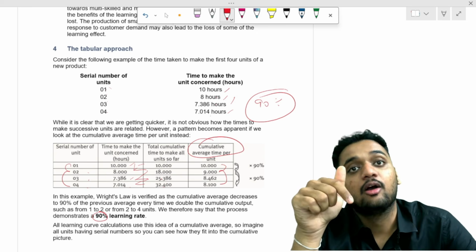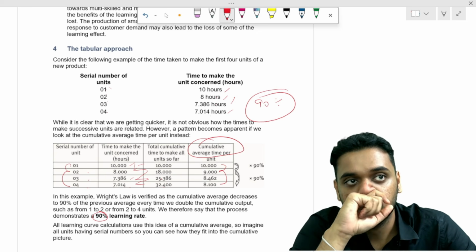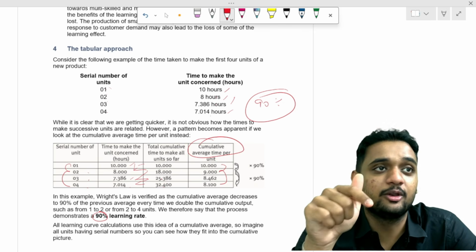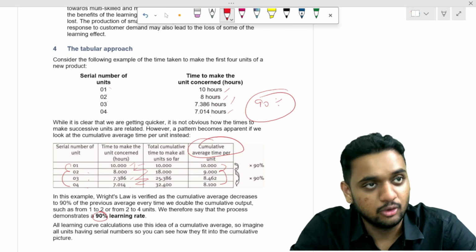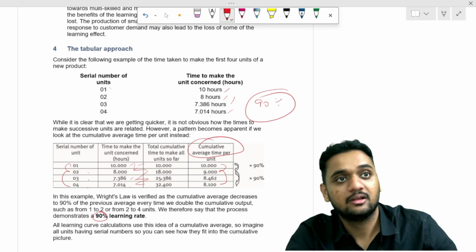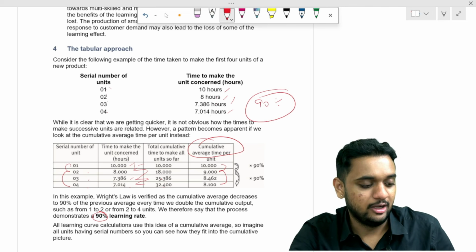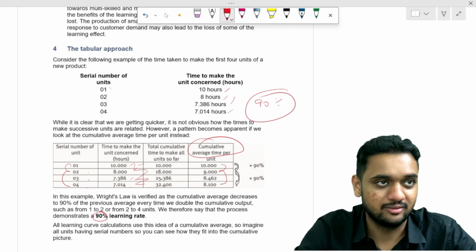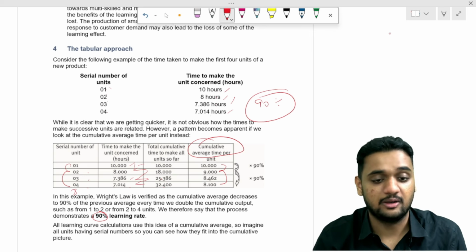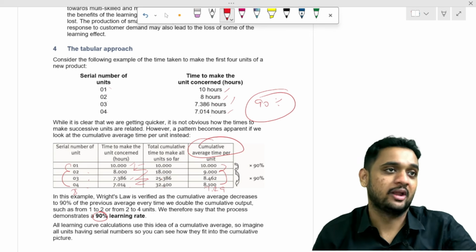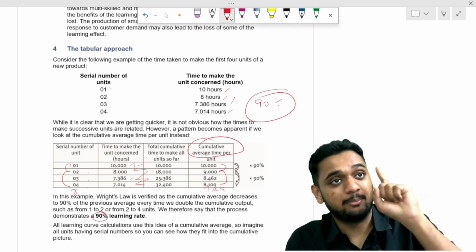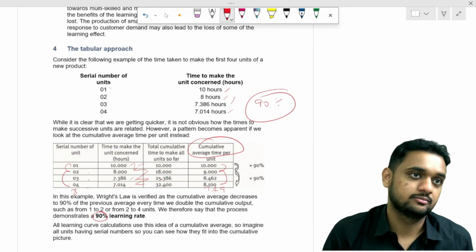Okay, next. Which year can we find out? 8th year. You tell me what will be the cumulative average time per unit for the 8th year? Exactly. 8.1 into 90%, you directly get the answer. 7.29. So for 8 units, the cumulative average time will be 7.29. Understood? Time taken per unit, average time will be 7.29.